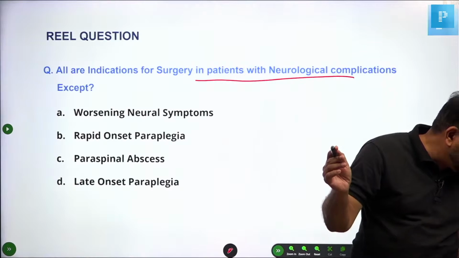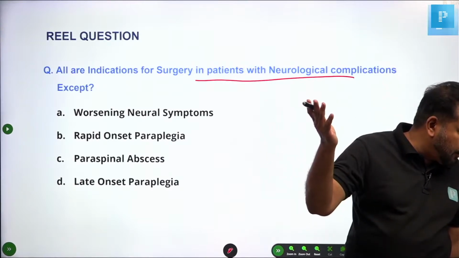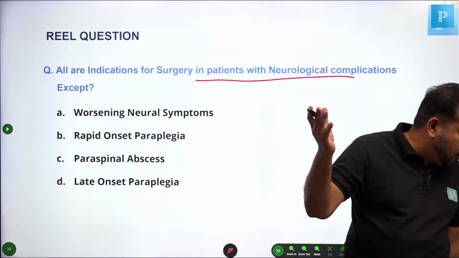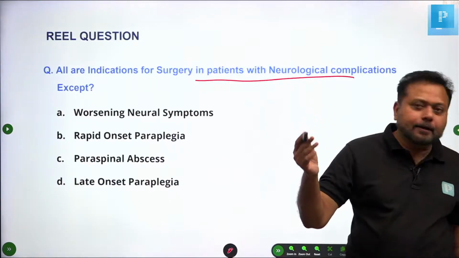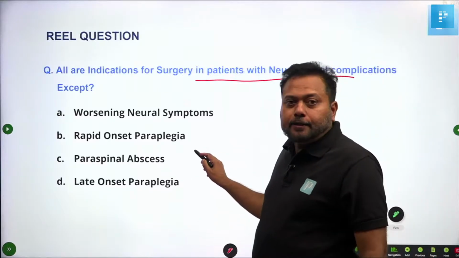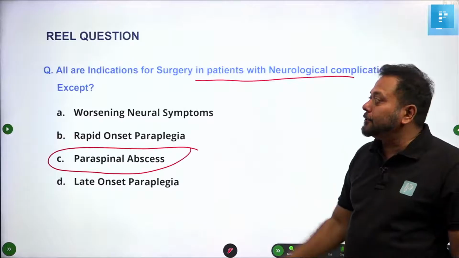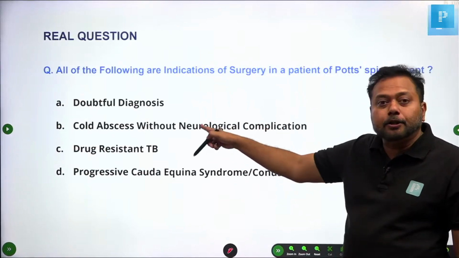Yes. Very good. Syed has given the answer. Aishi had given the answer. Shubhi had given the answer. Pooja is there. Pooja has given the right answer. Very good, Pooja. Superb. Pooja, great. So the except is paraspinal abscess. Except is paraspinal abscess. You see here. This is the real question of Ini-Cet.